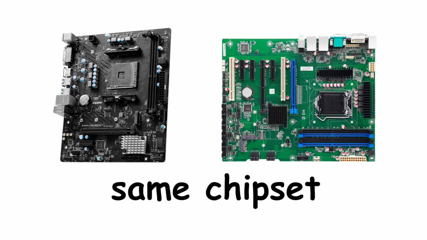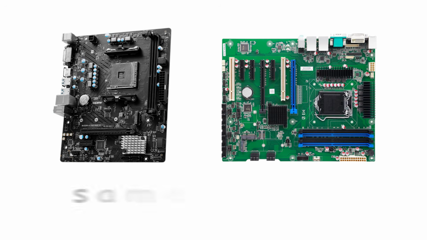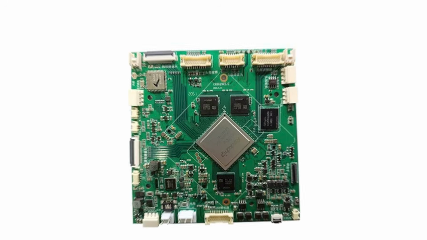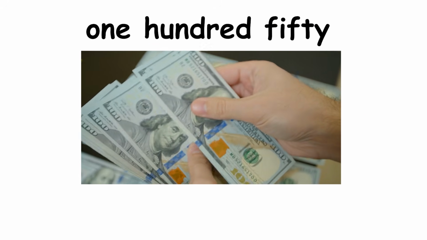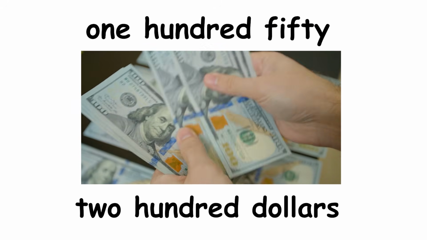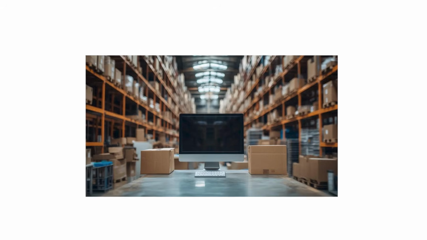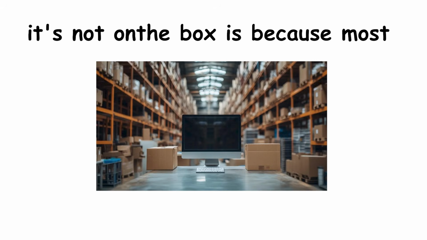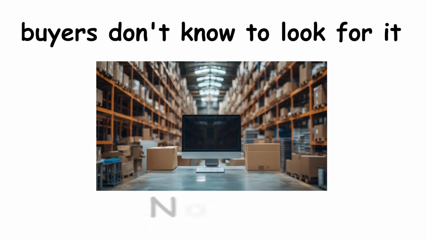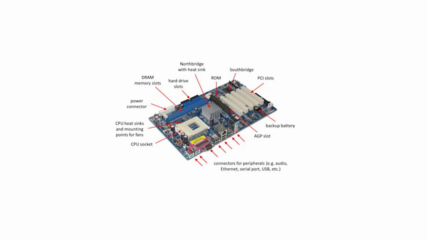2 boards, same chipset, same port layout, same feature list on the box. One is 4 layers, one is 8. The price gap between them, often $150 to $200, isn't paying for a fancier interface. It's paying for the physical substrate that determines whether the system runs at the speeds it's supposed to run at. The reason it's not on the box is because most buyers don't know to look for it. Now you do.